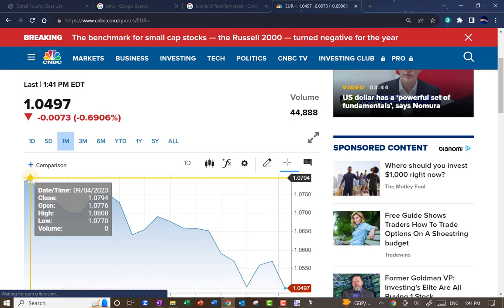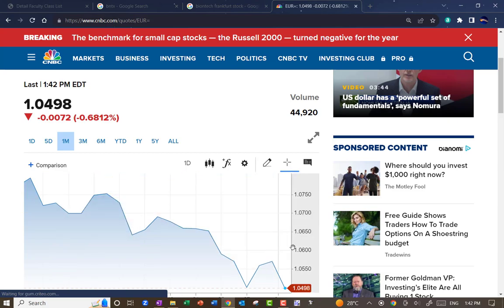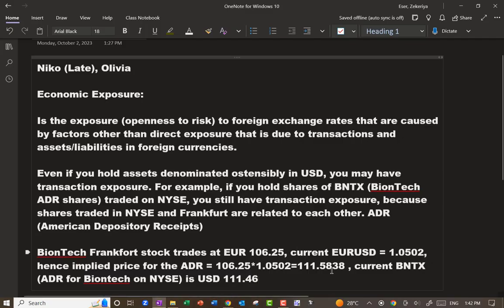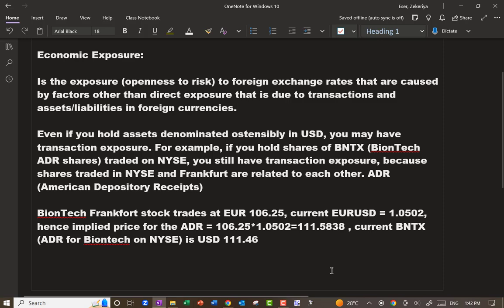Something happens to the nature of BioNTech sales, that's different. But even that, we don't consider foreign currency exposure. Now, what other kinds of things that are not directly related to transactions or assets or liabilities, whether they're denominated in US dollars or not, can create economic exposure? Can you think of anything?